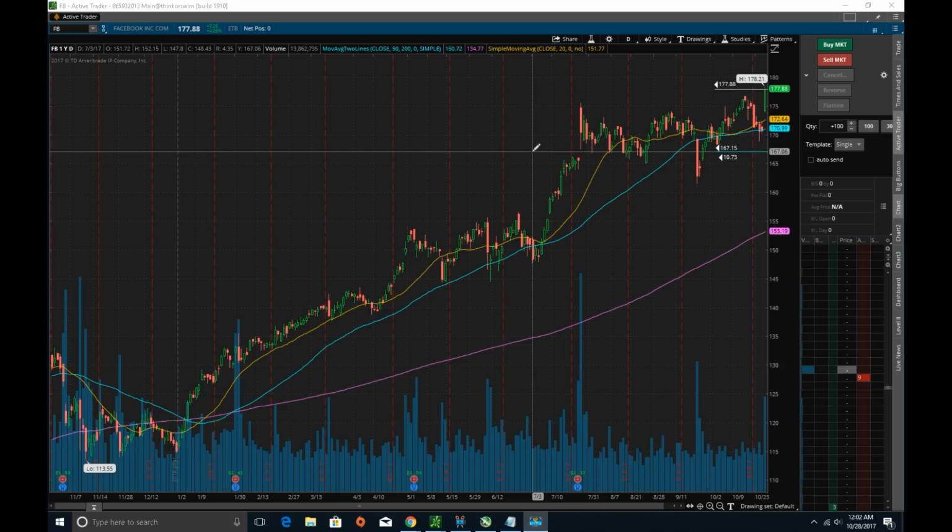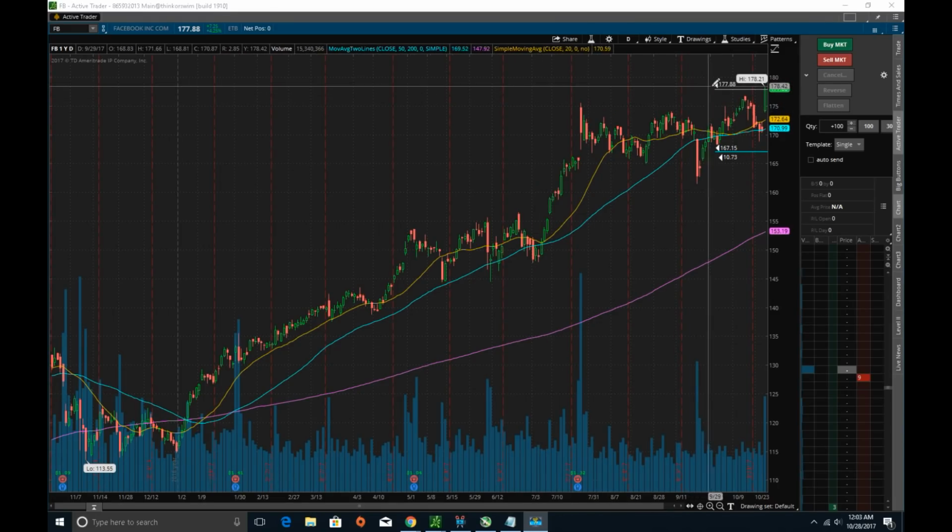What we don't want to do is pick just a random number of shares and then put our stop loss according to the maximum allowable risk. At that point, we don't want the number of shares to dictate where our stop loss is. We want our stop loss to dictate the number of shares we're buying. And that's why we're going through this whole calculation of position sizing.